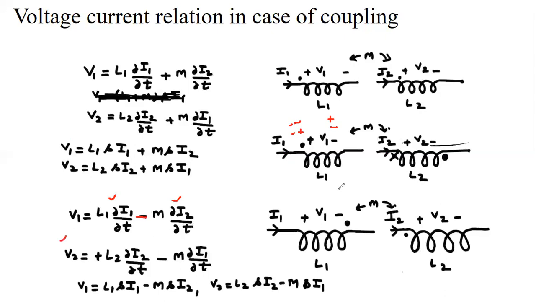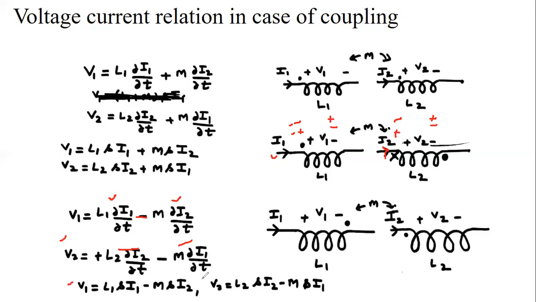Same for V2. So for V2, the first term is V2 equal to L2 del I2 by del T, because current is entering at the undotted terminal. So due to I2, this is positive, and due to this, negative. And due to the coil of I1, because current is entering from the dotted terminal, it will produce a positive negative sign like this. So here the term is minus M del I1 by del T.